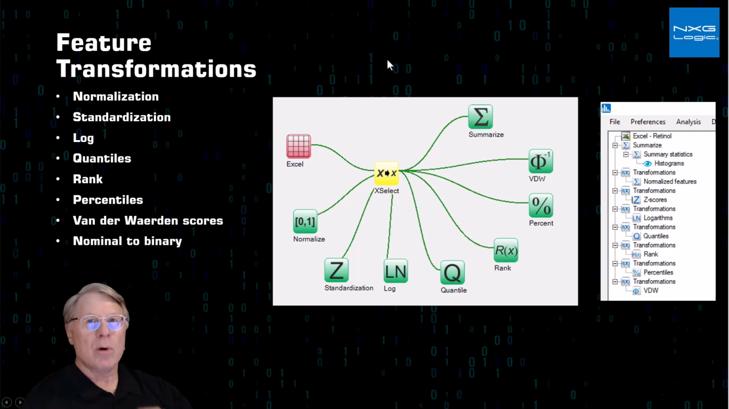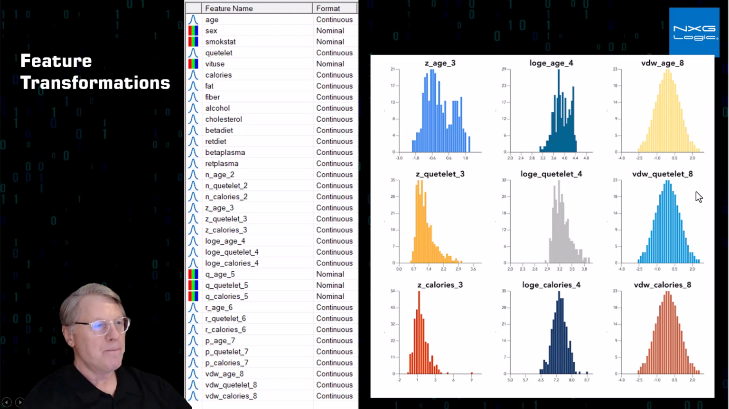Explorer will also perform feature transformations, and these include normalization, standardization, logarithms, base e, base 10, or a custom base, quantiles or new categorical variables or binary variables from categorical levels, a rank transform, a percentile transform, van der Waerden scores, which are essentially inverse cumulative normal variates based on percentiles. And one can see here the output icons when a given transformation is run.